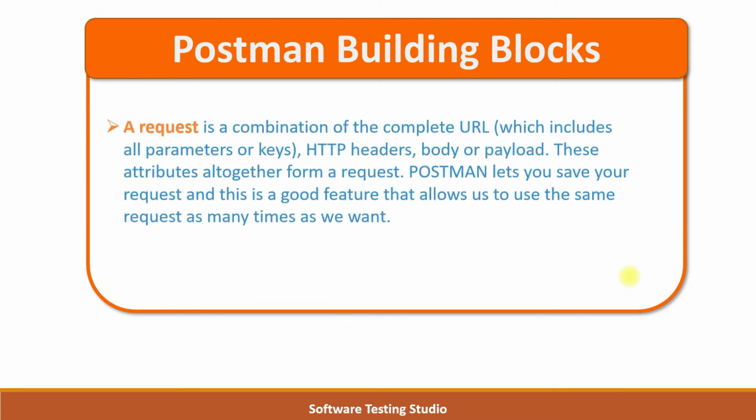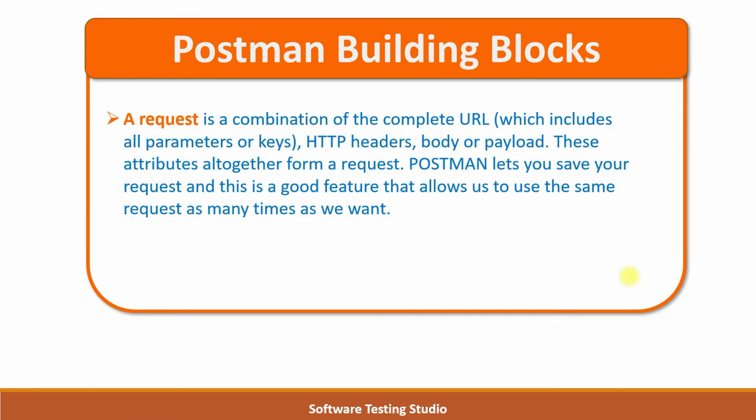The second building block is the request. The request is a combination of the complete URL, which includes all parameters or keys, HTTP headers, and body or payload. These attributes all together form a request. Postman lets you save your request, and this is a really good feature that allows you to use the same request as many times as you want.